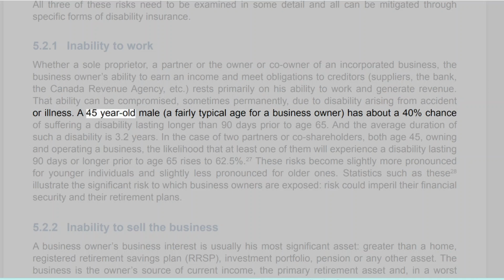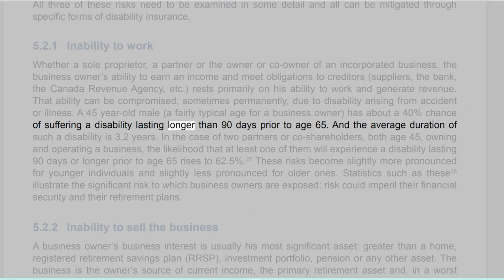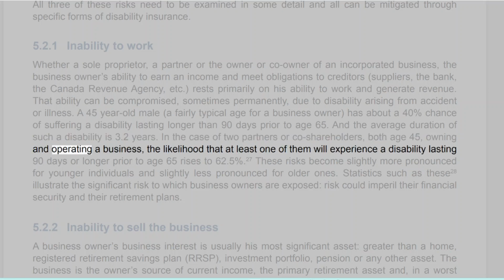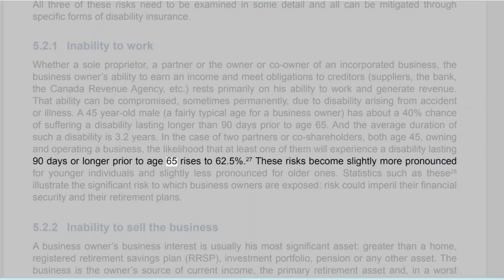A 45-year-old male, a fairly typical age for a business owner, has about a 40% chance of suffering a disability lasting longer than 90 days prior to age 65. And the average duration of such a disability is 3.2 years. In the case of two partners or co-shareholders, both age 45, owning and operating a business, the likelihood that at least one of them will experience a disability lasting 90 days or longer prior to age 65 rises to 62.5%.